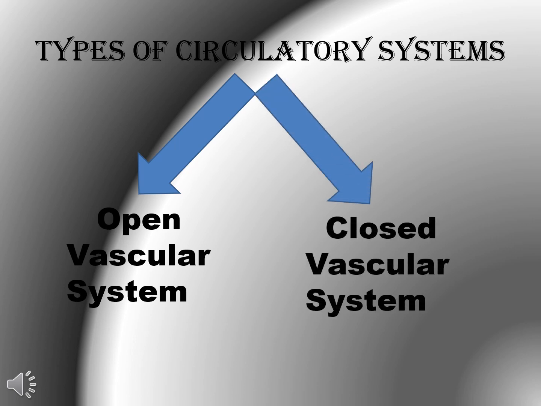Now let's understand the types of circulatory systems. There are two types of circulatory systems. One is open vascular system and the other is closed vascular system.